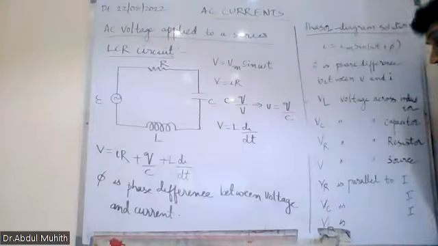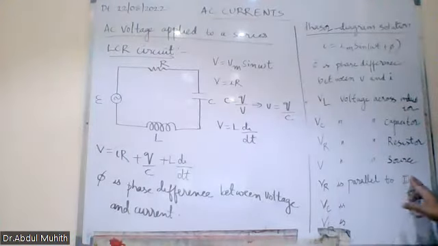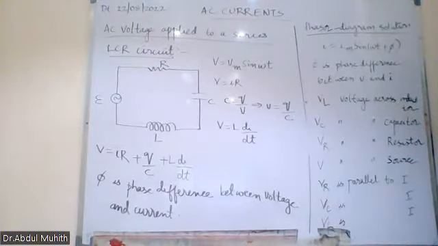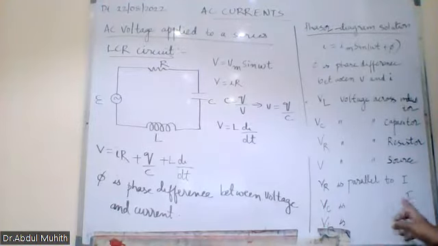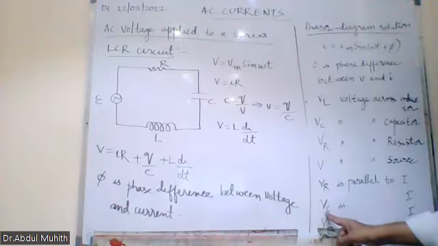The third one: here VR is parallel to the current, meaning they are both in phase with each other. Now, what about the capacitor? Is the current leading or lagging in a capacitor? Leading by 90 degrees, right? So the current is leading the voltage by 90 degrees.